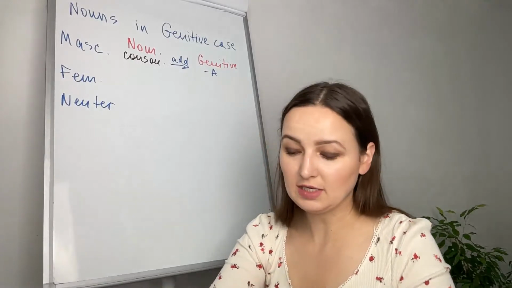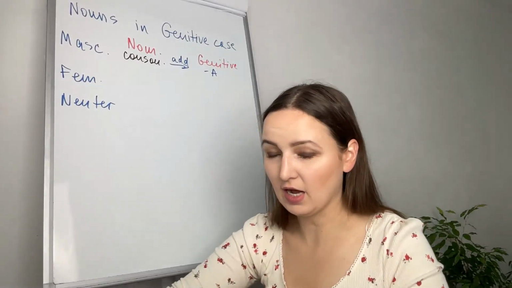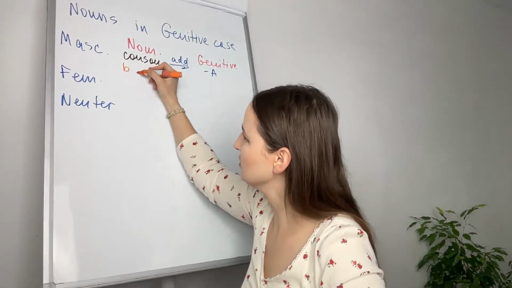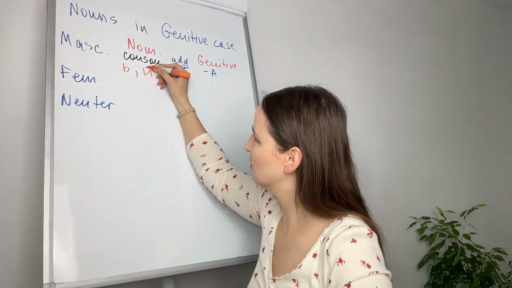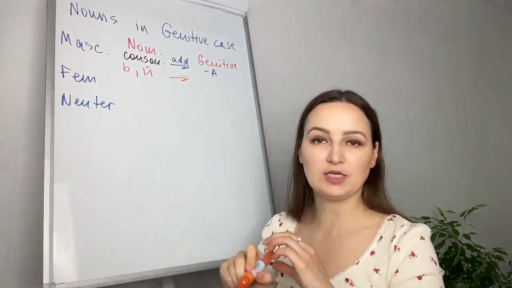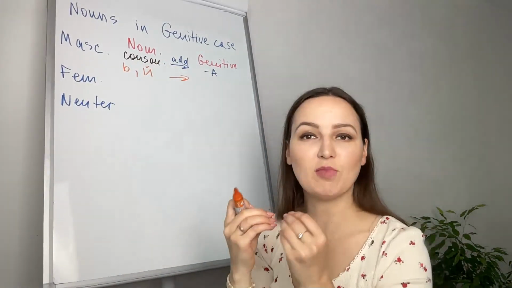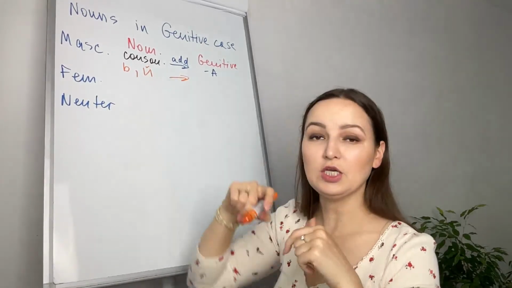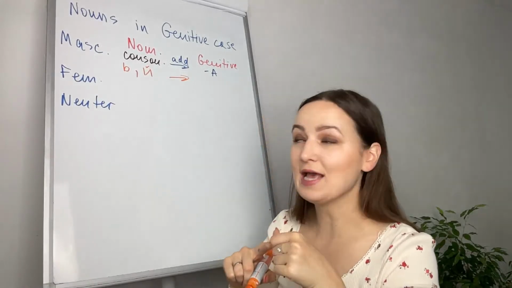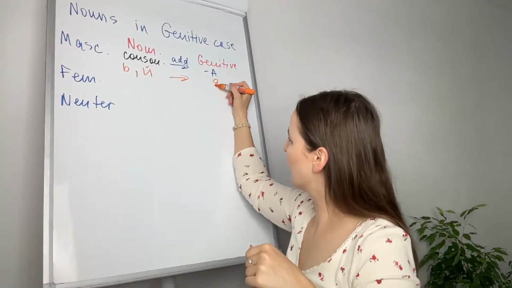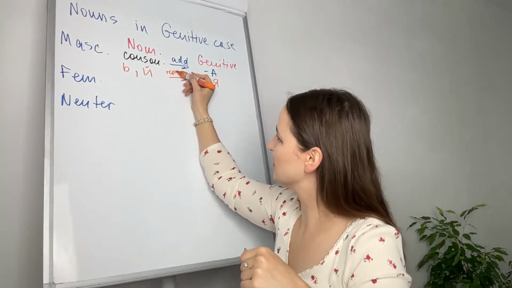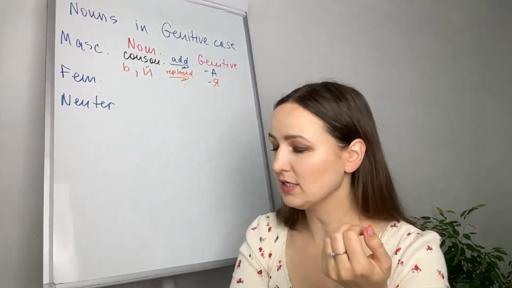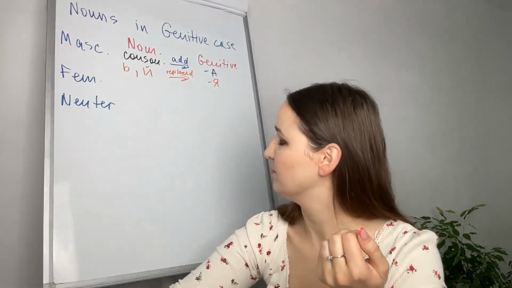Дальше, when a word in masculine ends in мягкий знак or E short, what will happen in genitive? So if we have a word that is masculine and the ending is мягкий знак or E short, it will be replaced with ya ending. Now let's talk about feminine nouns.